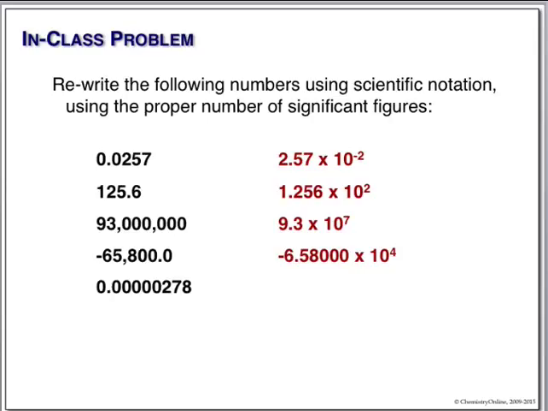And finally, we have a decimal point and a bunch of leading zeros. We know that they all go away, don't they? Therefore, we have 3 significant figures. Our exponent here is going to be 1, 2, 3, 4, 5, 6. That's 10 to the minus 6. And it should look like that.